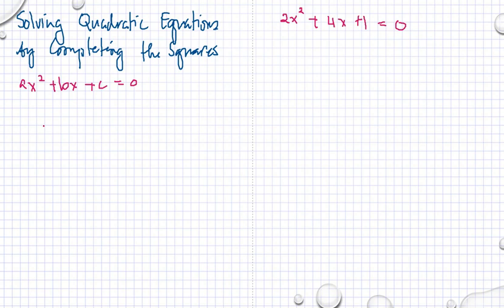Why completing the squares? Because factoring is difficult. It's not easy to see, especially when a is greater than 1. If it's not greater than 1, then it's easier. There are quadratic equations that you cannot factor. That is also one reason. Then if you cannot do that, then you need to do other ways to solve.